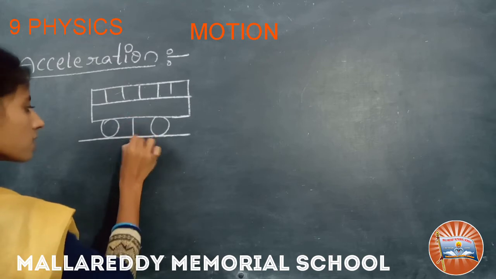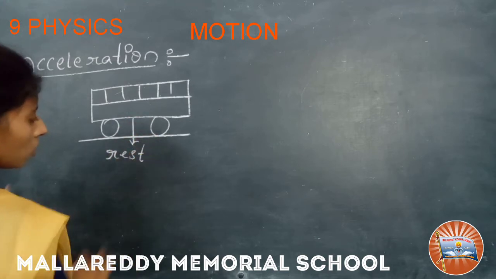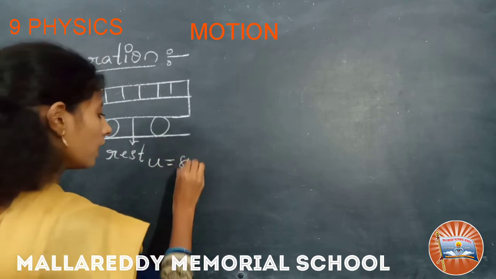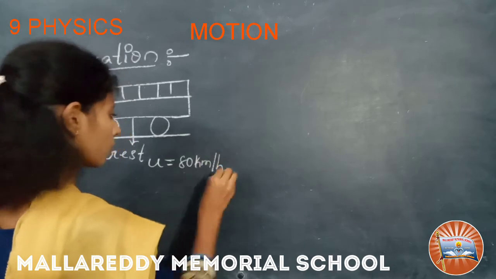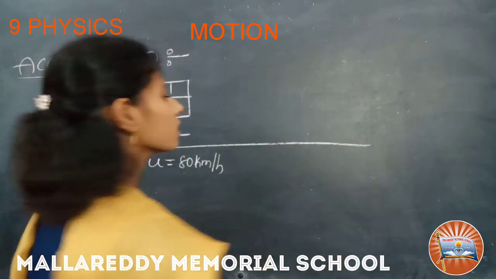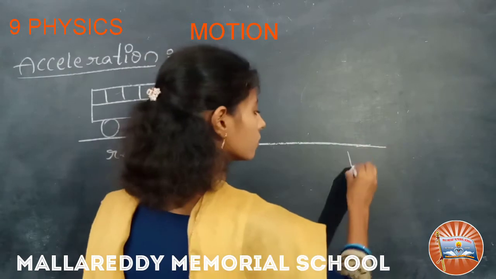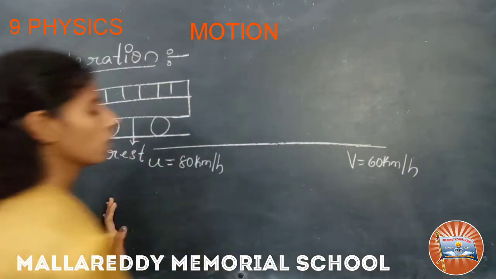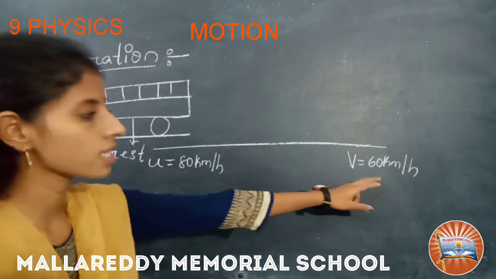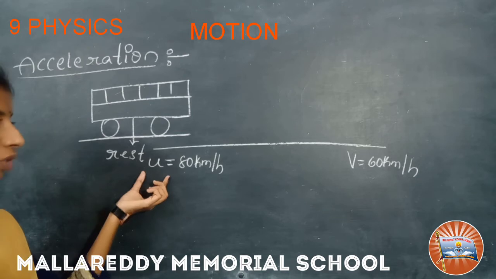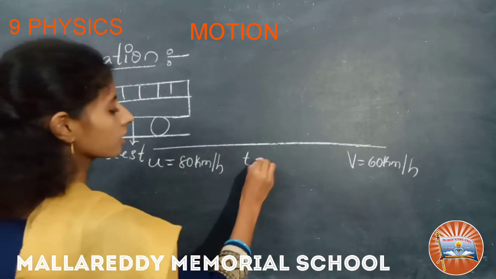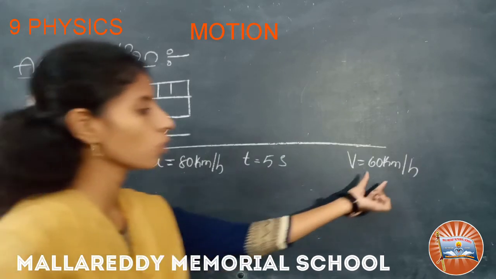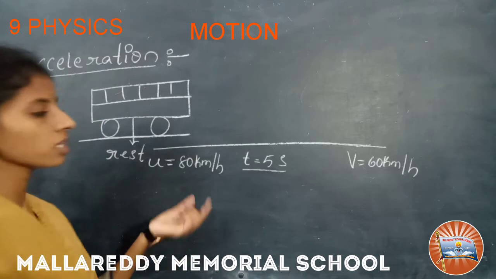Right? So the bus is at rest. The bus started its journey at 80 km per hour and finally it stopped at 60 km per hour. Right? Finally it is stopped at 60 km per hour. From the initial point to the final point, the time taken is 5 seconds. When it travels from 80 km per hour to 60 km per hour, the time is 5 seconds.